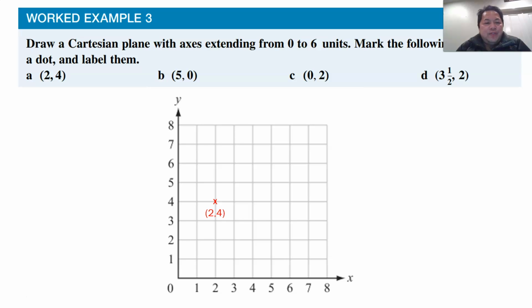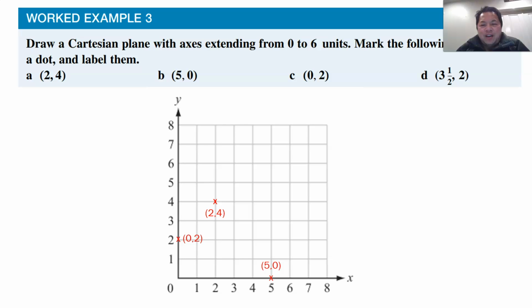That's right, 2, 4. Okay, pause the video. Where do you get 5, 0? That's right, 50 is actually here. So where is 0, 2? Go for 0, then move up 2. That's right, that's 0, 2.